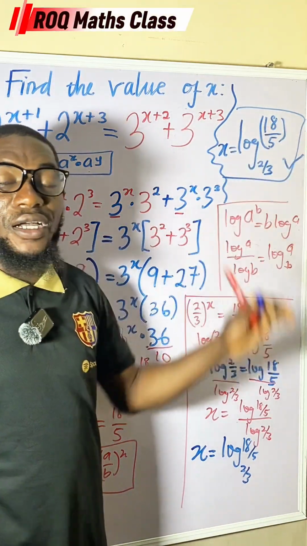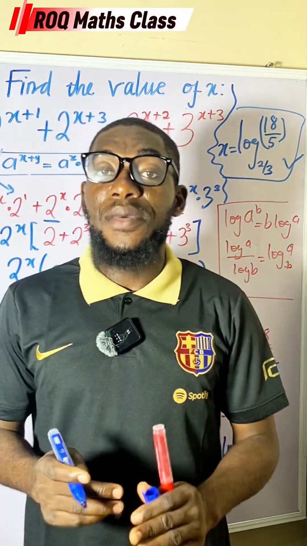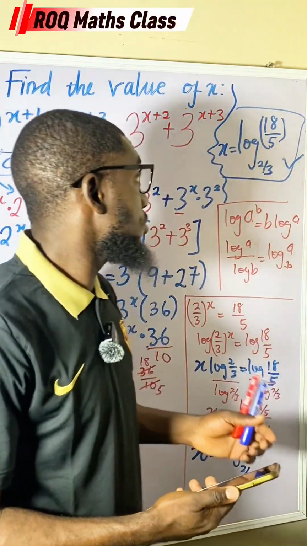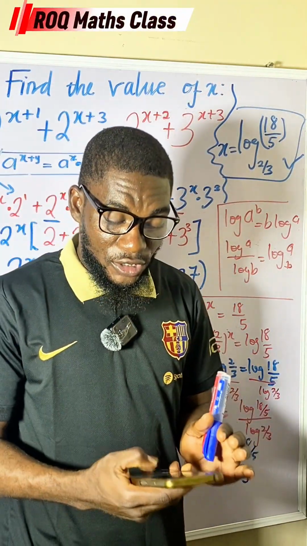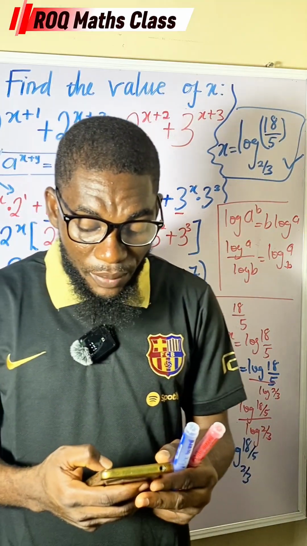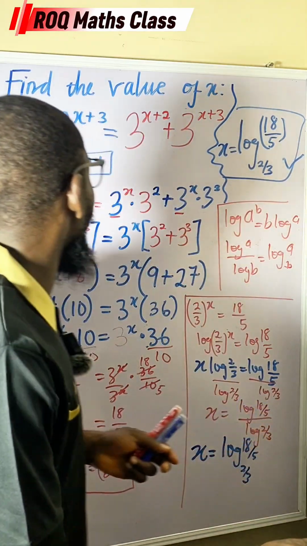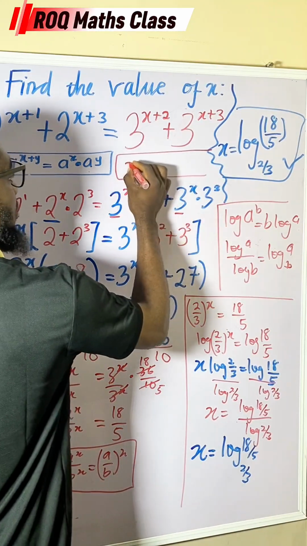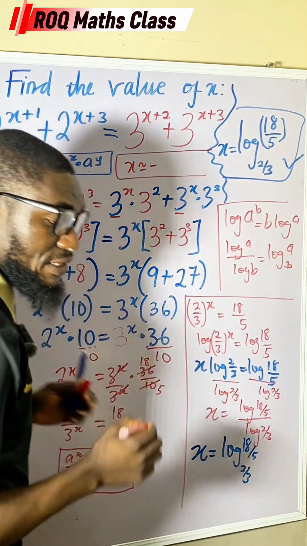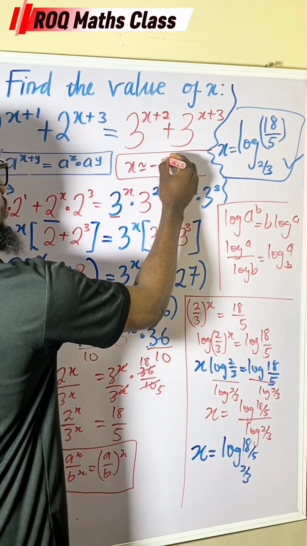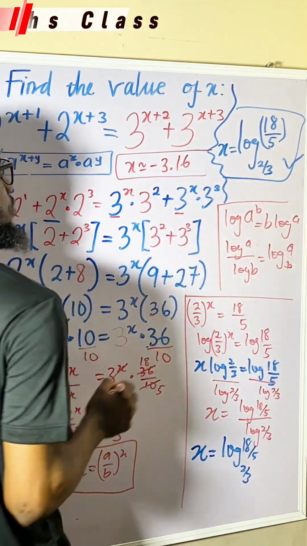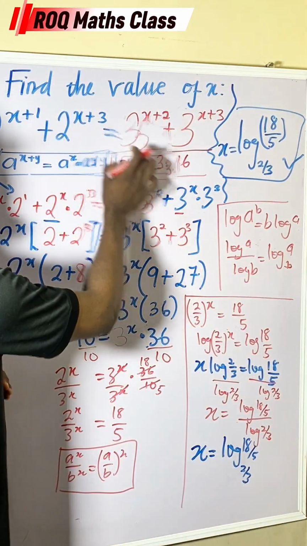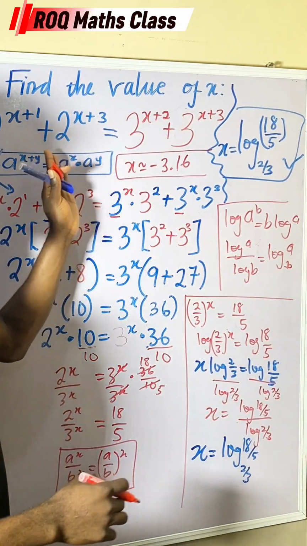If you press this in your calculator, you are going to get your absolute value. Now let me press it on my calculator. By pressing this in my calculator now, x will be an approximate value of minus 3.16. That's the approximate value of x. When you put this value into this given equation, you are going to get the same answer.